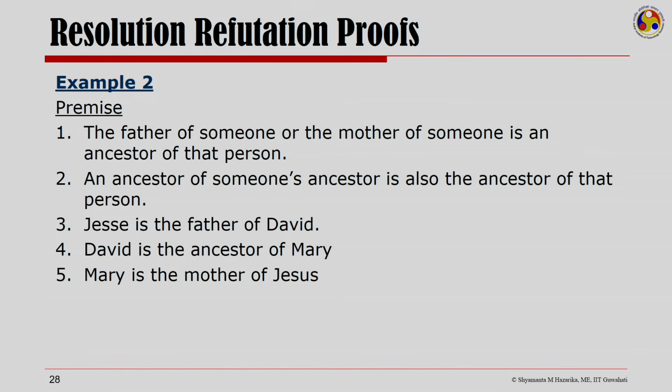Let us take another example. We have an example here which says the father of someone or the mother of someone is an ancestor of that person. An ancestor of someone's ancestor is also the ancestor of that person. The third statement is saying Jesse is the father of David. The fourth statement is saying David is the ancestor of Mary, and the fifth statement is saying Mary is the mother of Jesus. Now, we have to prove that Jesse is an ancestor of Jesus.